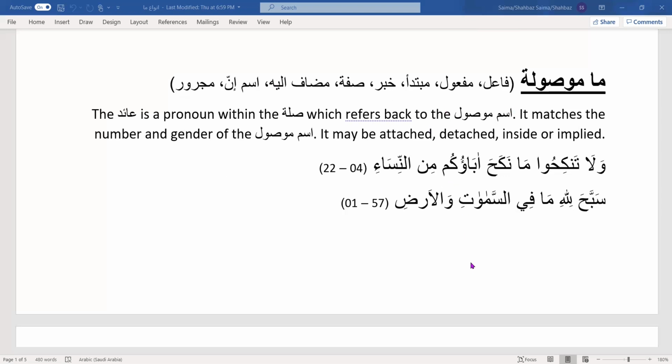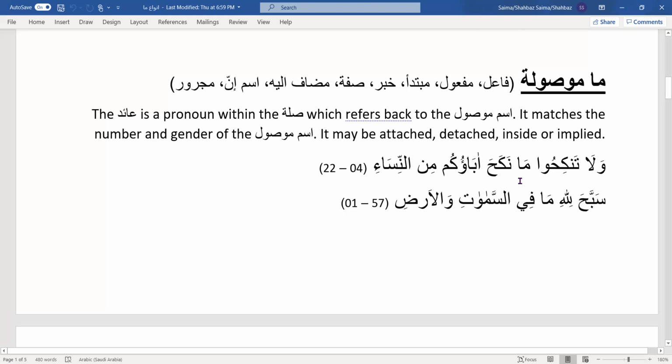It's maf'ul. Mubtada or fa'il, both the same. Say it loud. No, it's maf'ul, it is not fa'il. See, Allah is saying, do not marry. You all do not marry. Do not marry who? So the answer is, do not marry the women whom your fathers have married. So this whole phrase, ma nakaha aba'ukum min nisa'i, is a maf'ul.